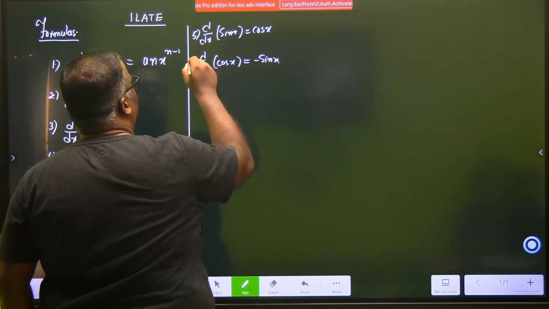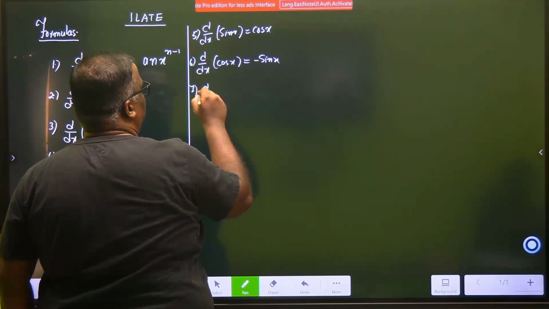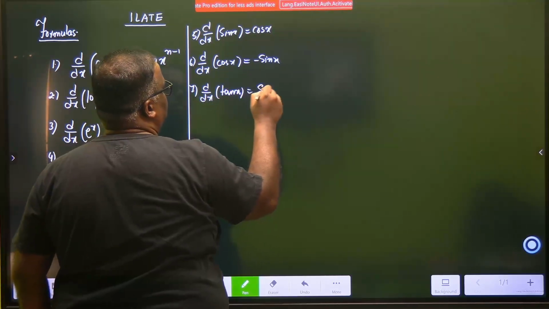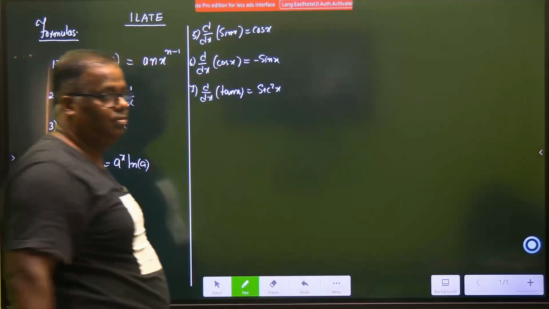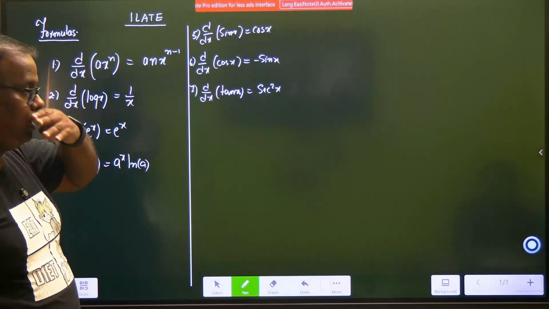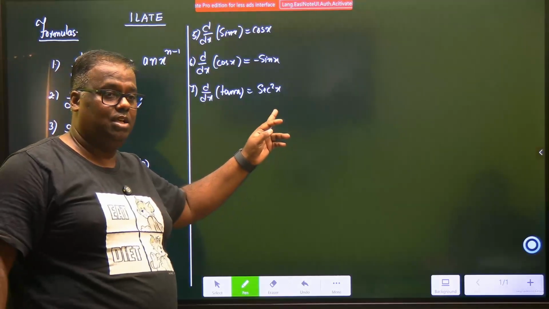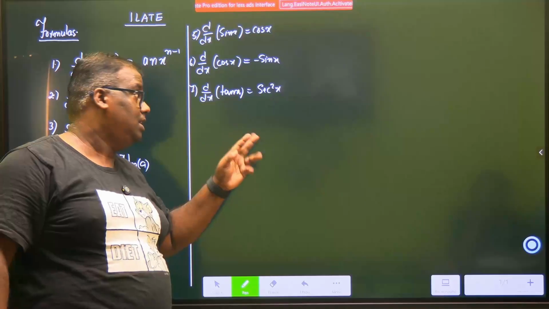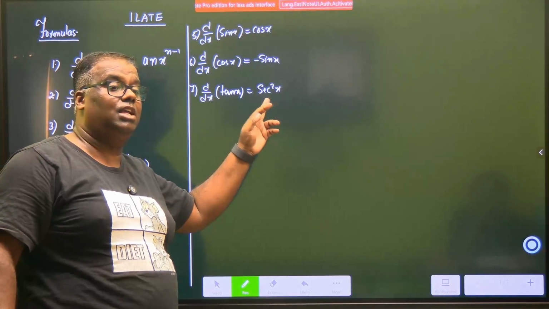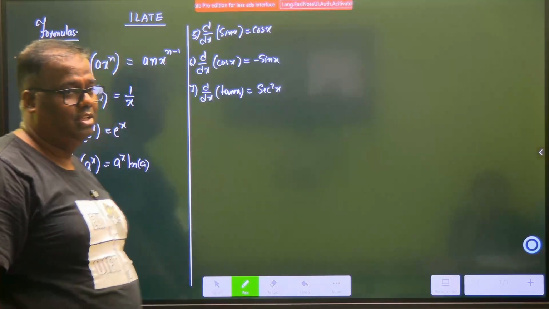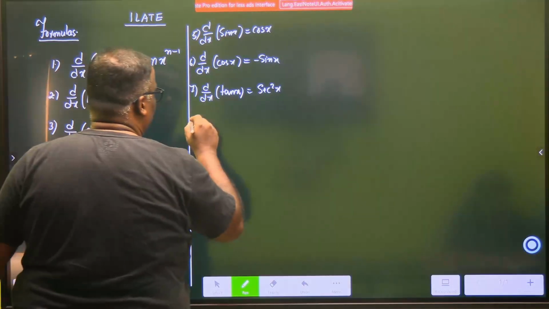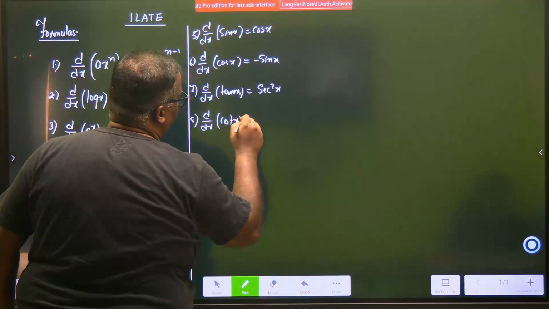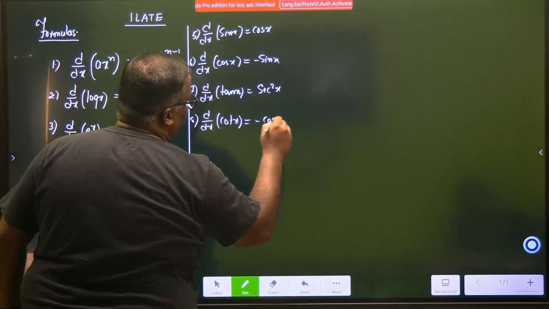Number 5, number 6, number 7. d/dx of tan x is sec square x. Now look, what is d/dx of tan x? Sec square x. d/dx of cot x. Cot is a naughty function, so it will be minus. If tan is giving you sec, then cot will give you cosec. We will see all those, don't worry. d/dx of cot x is minus cosec square x.